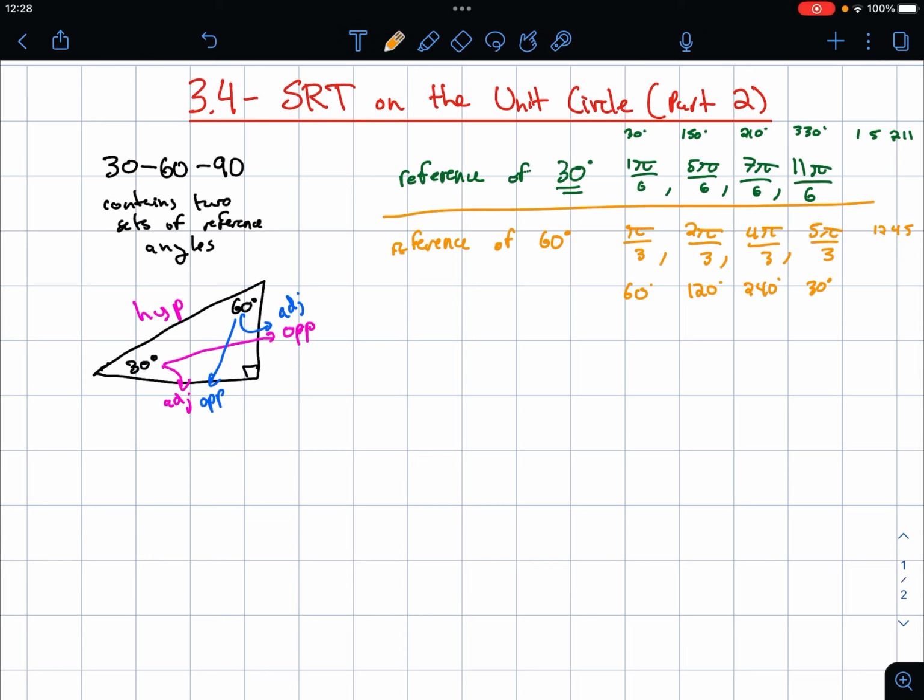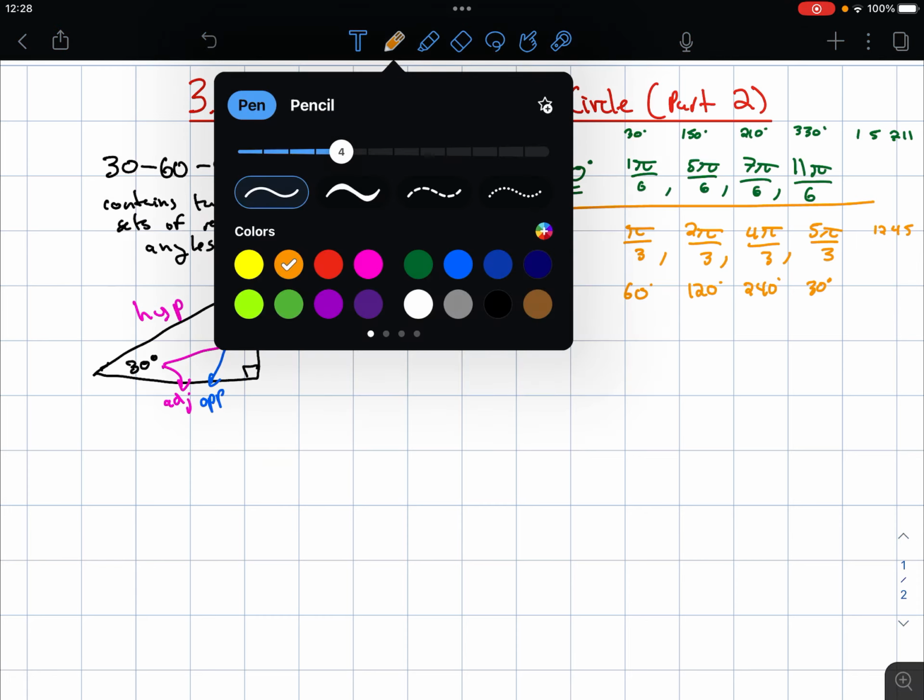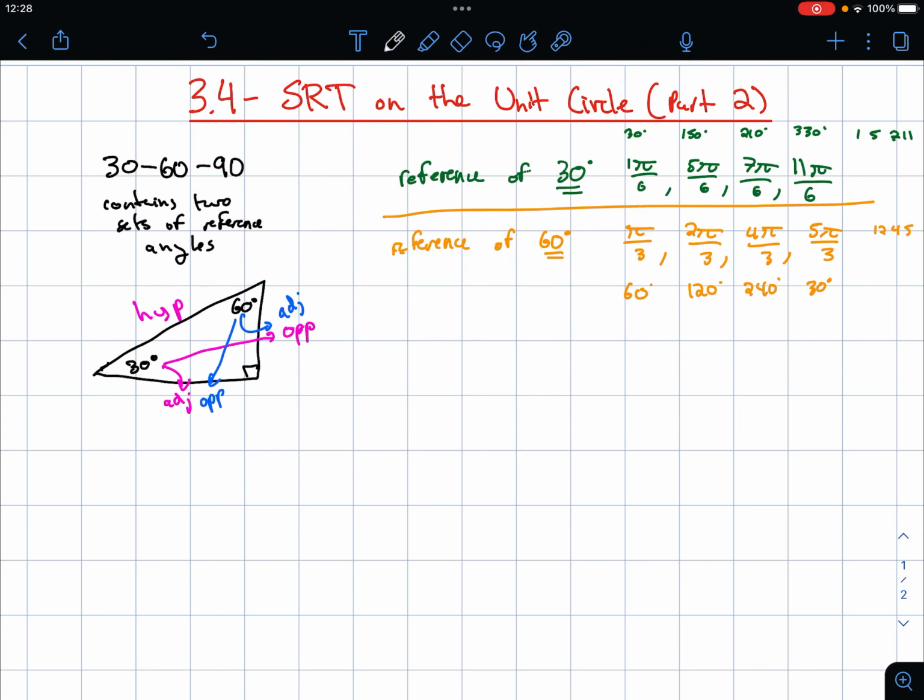And what's really interesting here is the ratios are somewhat shared for the reference of 30 and the reference of 60. And so let's take a look at that. From the diagram I drew on the left here of the triangle, we can actually see that the sine of 30 degrees is equal to the cosine of 60, because both of these ratios are this side to the hypotenuse. We're describing the same side relative to hypotenuse. It's the side opposite 30 or the side adjacent 60. So the sine of 30 is cosine of 60.